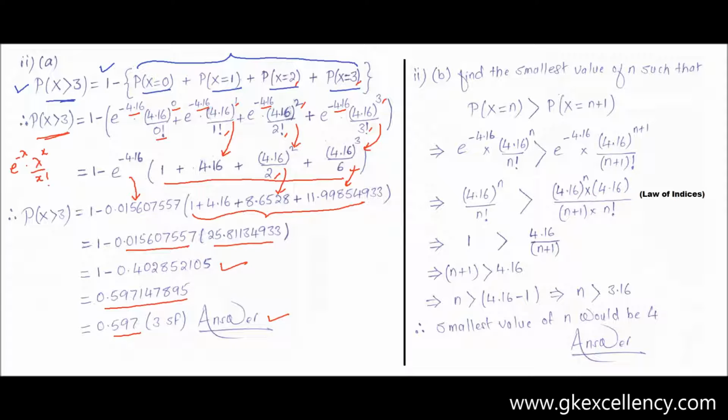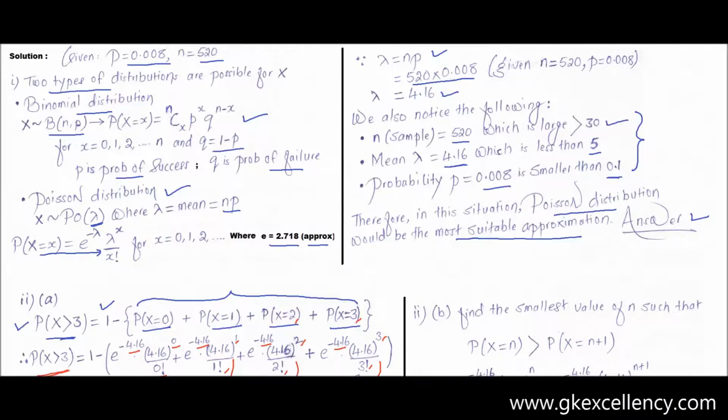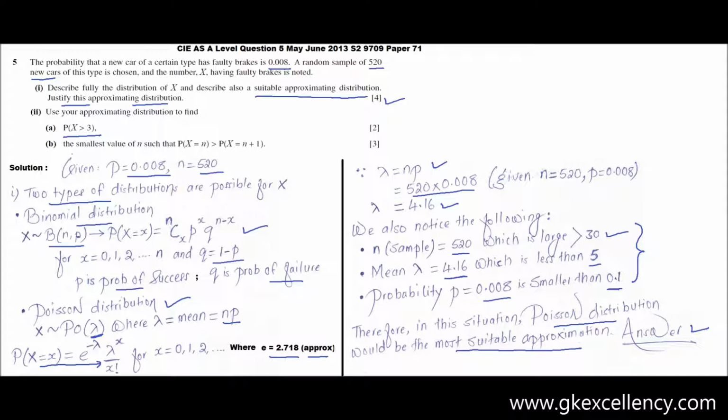Now let's see part B here. Part B says, get me the smallest value of n such that the probability of X equal to n is greater than the probability of X equal to n plus 1. And this question carries 3 marks. Let's see the solution here.